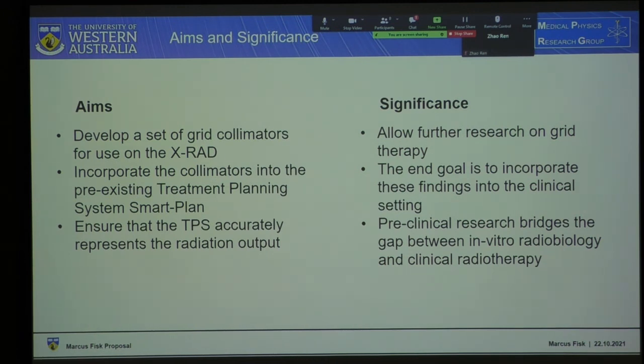And the significance of this is that it will hopefully allow further research on grid therapy, like its effectiveness on large tumors, or perhaps the radiobiological responses of this therapy. And for these, the end goal is to incorporate these findings into the clinical setting, because it's preclinical research that bridges the gap between in vitro radiobiology and clinical radiotherapy, which inevitably improves radiotherapy for the future.